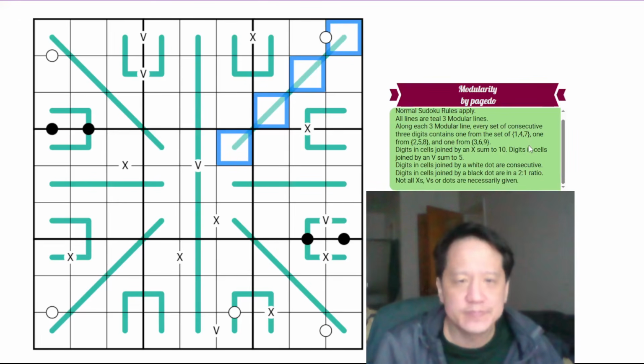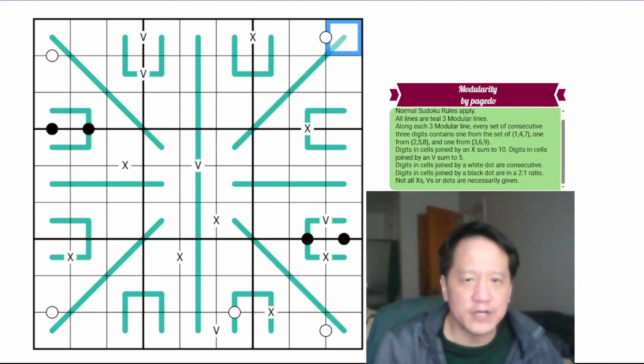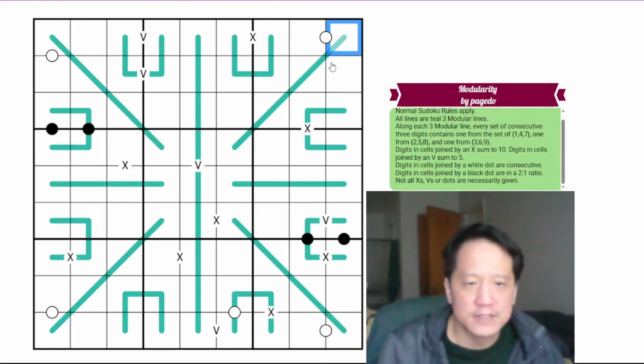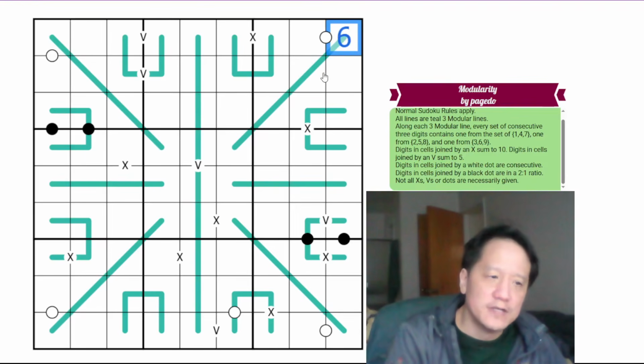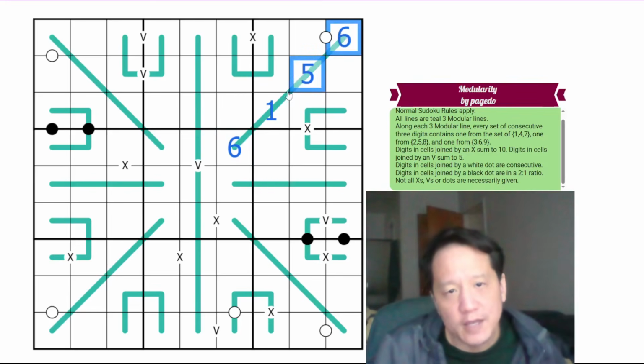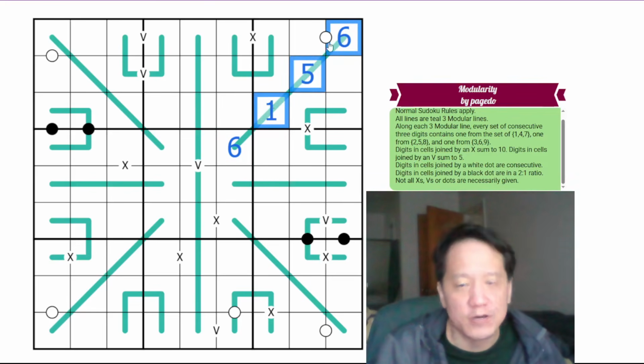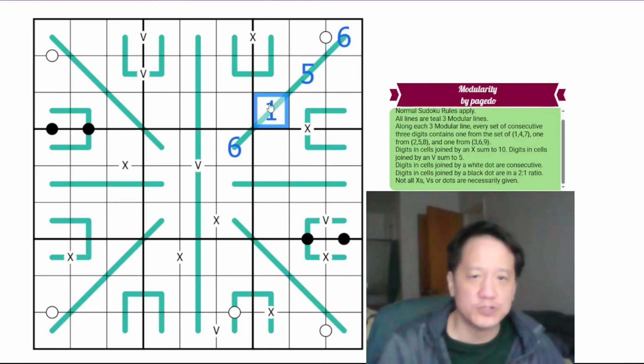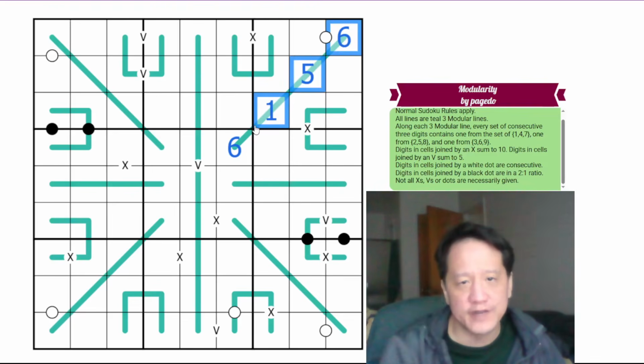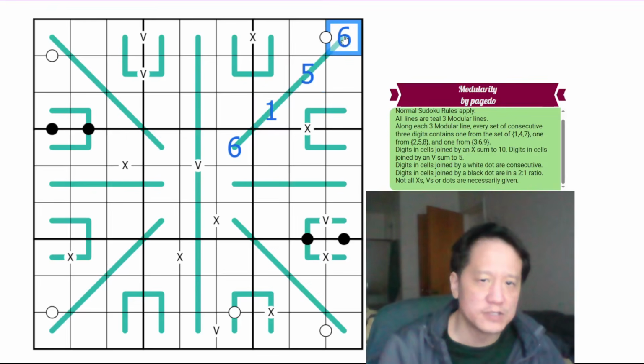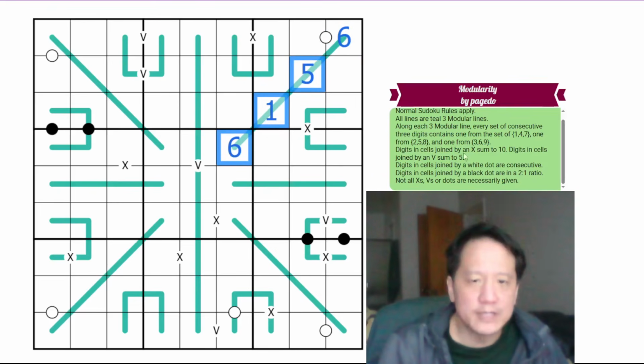So as an example, say along this line you have a 6, a 5, a 1, and a 6. For any 3 adjacent or consecutive digits along these modular lines, 1 is from 1 modulo 3, which is the 1. 1 is from 2 modulo 3, which is the 5. And 1 is from 0 modulo 3, which is the 6. And the same case here for this set of 3 digits. So that's an example of how modular lines work.